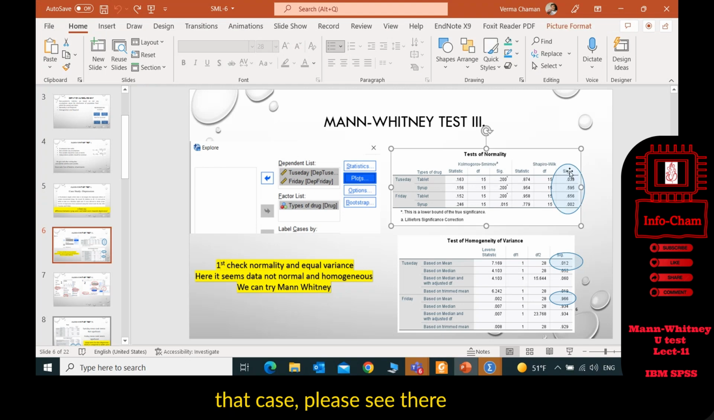In that case, please see, suppose for Tuesday data and Friday data, because the data is for the 2 days, Tuesday and Friday. So Tuesday there is tablet or syrup, Friday tablet and syrup. So for Tuesday, can you see the value is less than 0.05? So it means to say it is significant. So it is not normal data in Tuesday tablet.